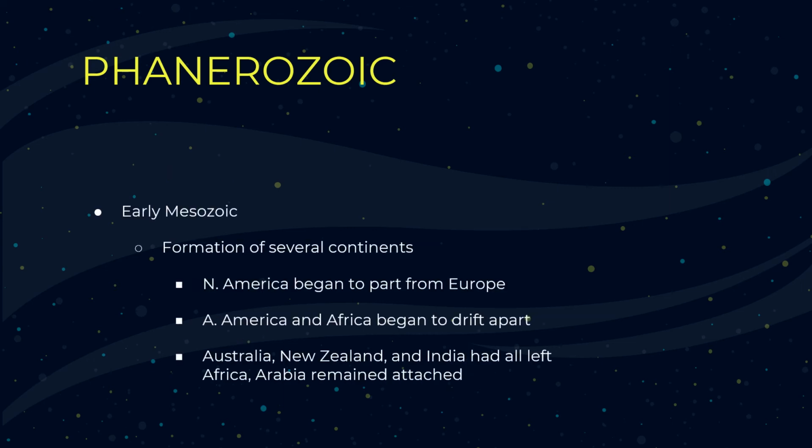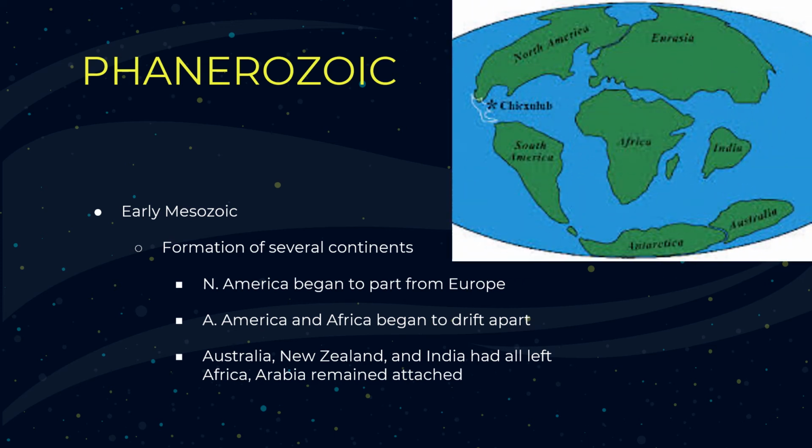Next, we have the early Mesozoic. During the early Mesozoic era, the formation of several continents began. North America began to part from Europe, and probably South America and Africa began to drift apart. By the end of the era, Australia, New Zealand, and India had all left Africa, although Arabia still remained attached. With the formation of continents, new bodies of water also formed, and great changes in plant and animal life occurred. Scientists have found footprints, eggs, bones, and other fossils of reptiles which existed during the Mesozoic era.